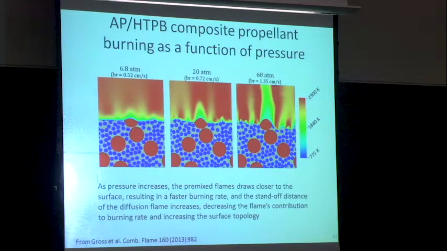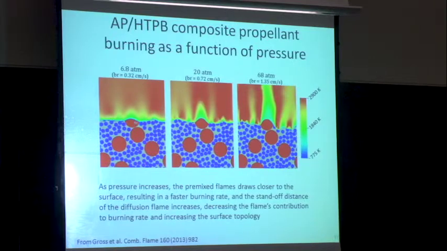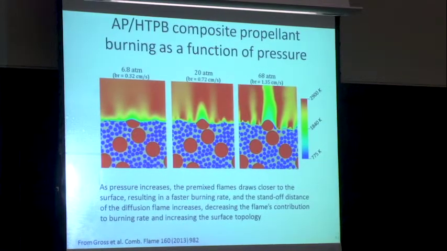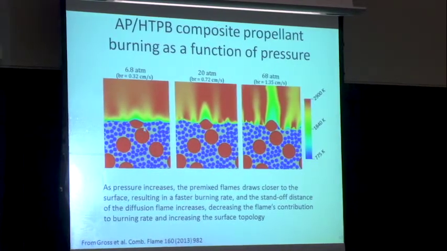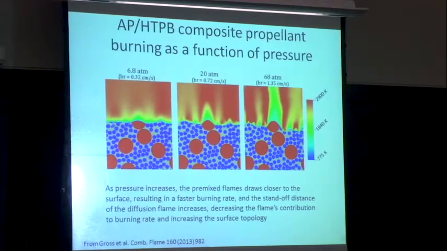Okay, and this is sort of what you might see if you do calculations as a function of pressure. This is increasing the pressure from left to right in this homogenized AP composite propellant. Where I have the very fine particles and not the coarse particles, this is sort of the pre-mixed flame that sits off the surface. If I see a large AP crystal, you can see there's a monopropellant flame still sitting down here, but now you see the diffusion flame sitting above the surface.